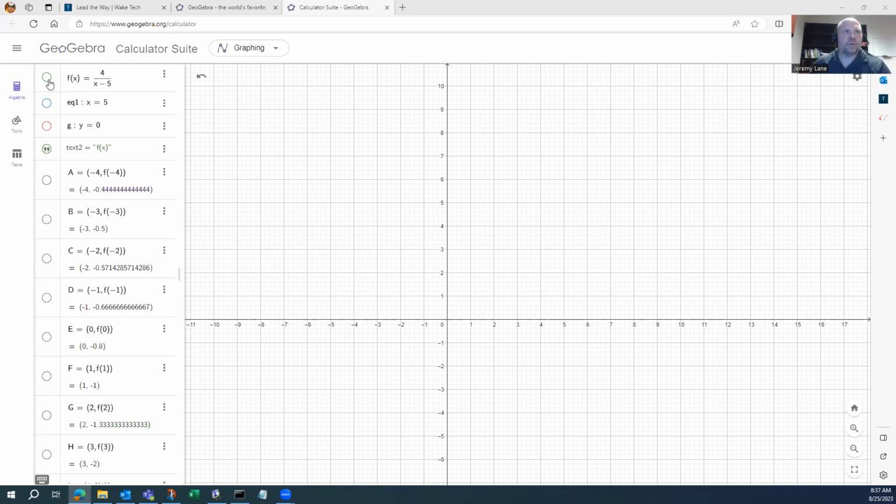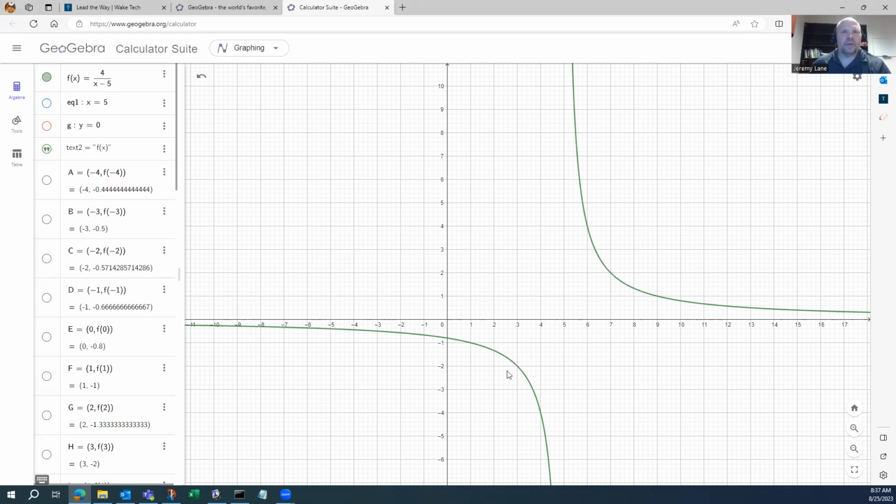Now the function we're going to work with today is 4 divided by x minus 5. And as you can see, this rational function is broken. It has a vertical asymptote at x equals 5. It has a horizontal asymptote at y equals 0. So this is going to be our function.